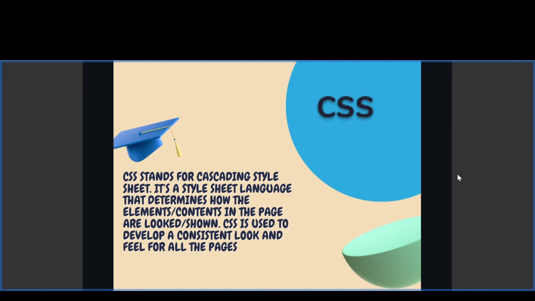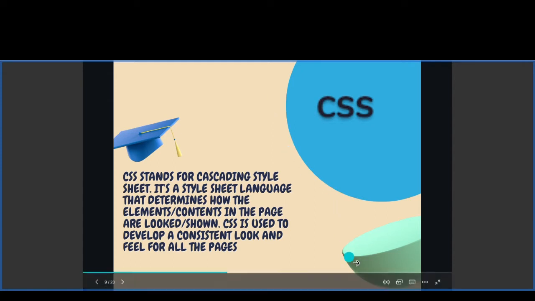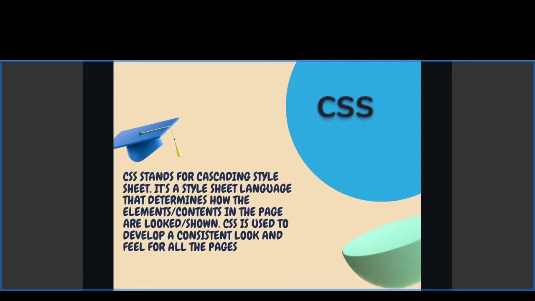HTML is basically about the structure. I should have a header, a footer, a division, an article, an image, and a caption below the image. That is how a document should be. Or I should have a heading that is H1, then below that a less significant heading that is H2. All that is HTML. So HTML is all about semantics and structure.